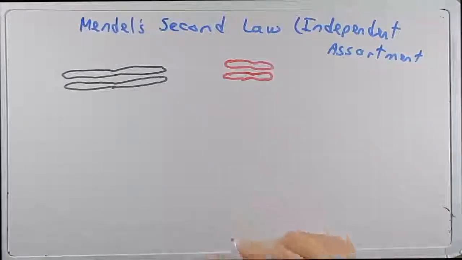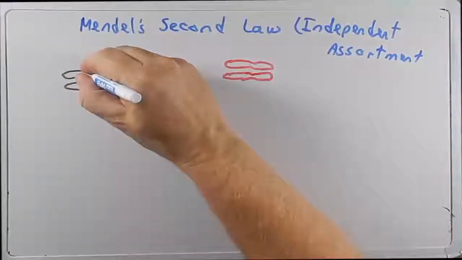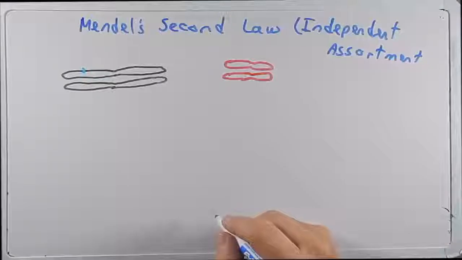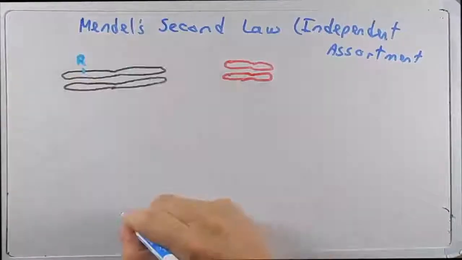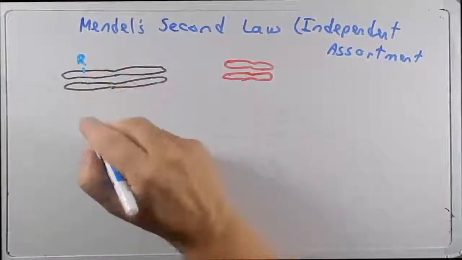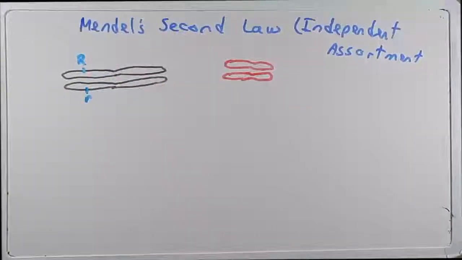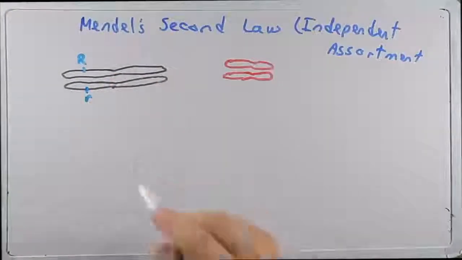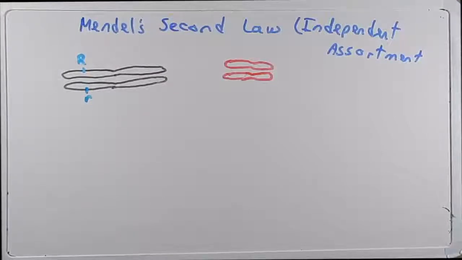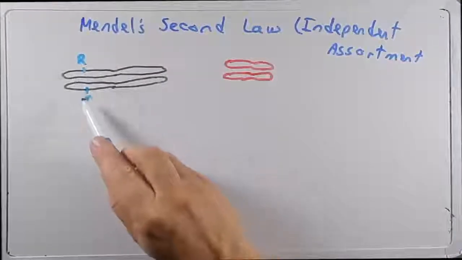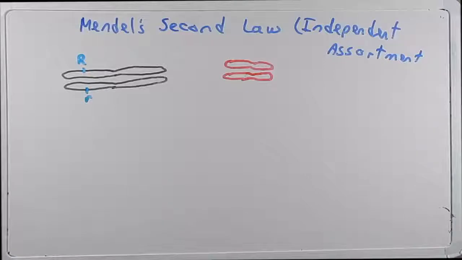And remember, when we talked about the first law, we said that the gene for seed shape was found on a chromosome. And if it was a heterozygote, we'd have a big R on one of the chromosomes, and on the other one, it would be little r. And remember, this would make the phenotype of the plant round because big R is dominant to little r. However, we know that most organisms have thousands of genes.